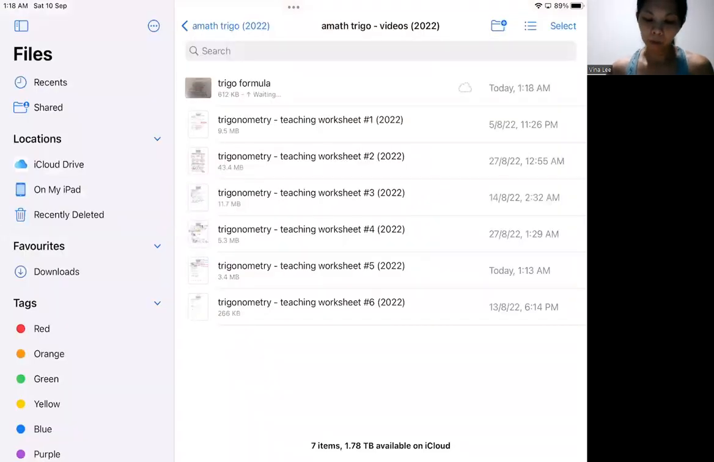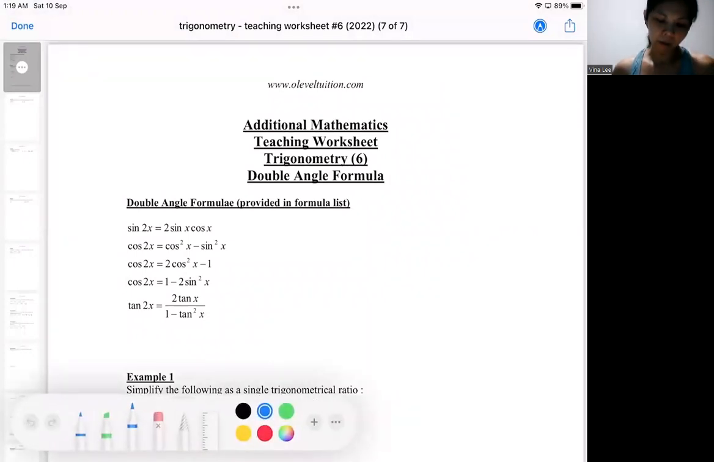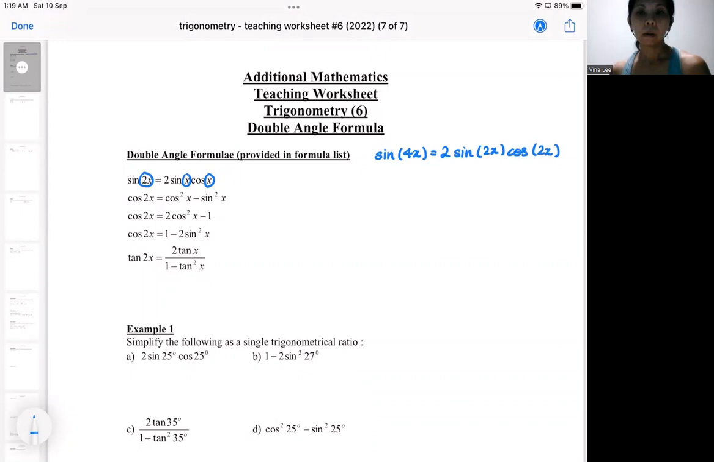What do I mean by twist the double angle? Why is it named double angle? The angle on the left will always be twice the angle on the right. That means I can write sine 4x equals 2 sine 2x cosine 2x. I didn't change the coefficient. The coefficient 2 is still the same.